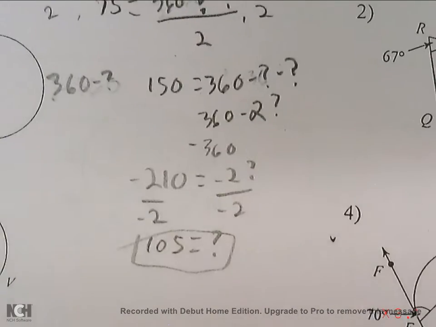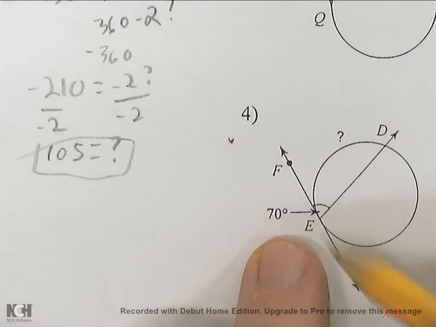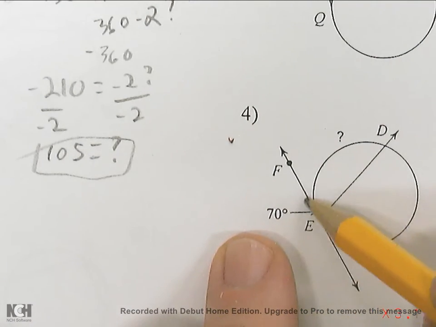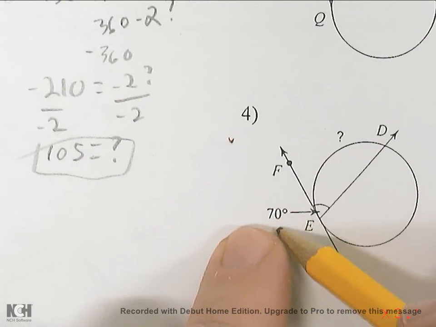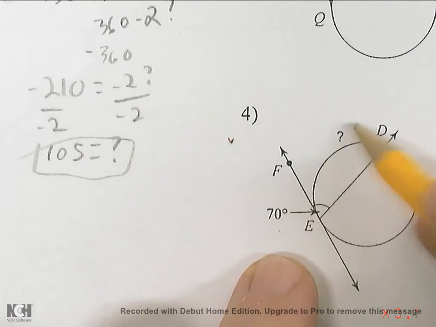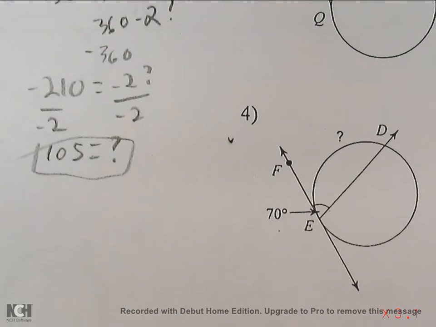Next, I'm going to do an example of a tangent and a chord. So again, the property here is it's just like an inscribed angle. This intercepted arc, so ED, is going to equal twice this angle. So basically, I would just multiply by that 2, and that would be what that question mark is. So 70 times 2 is 140 degrees. And that would be my answer.